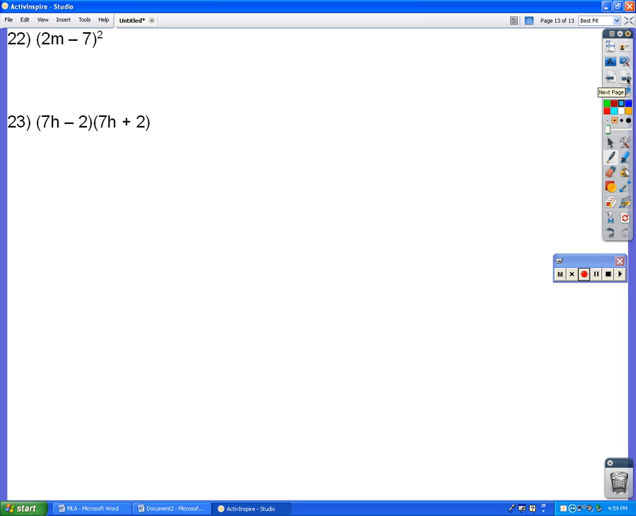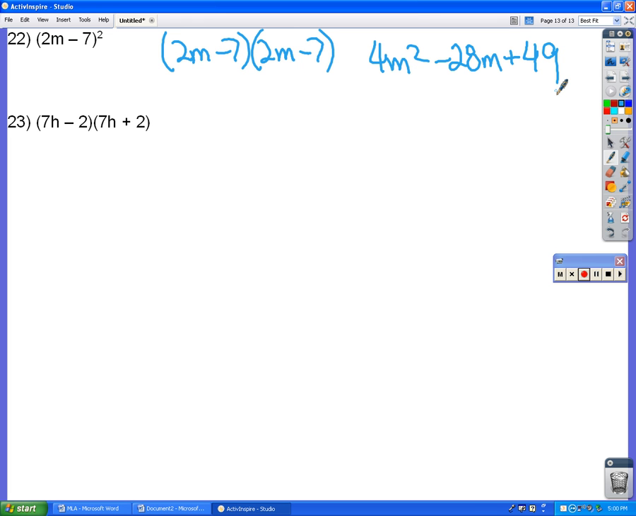Okay, and then my last two. 2m minus 7 squared means 2m minus 7 times 2m minus 7. So 2m times 2m is 4m squared. Then when I do the outer ones, I'm going to get negative 14m. The inner ones are also negative 14m, which altogether is negative 28m. And then negative 7 times negative 7 makes positive 49.